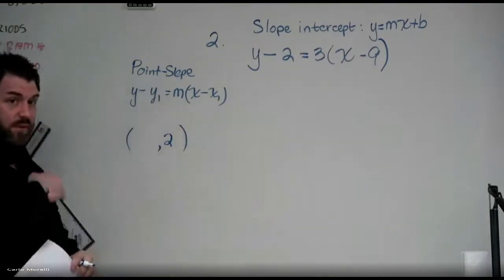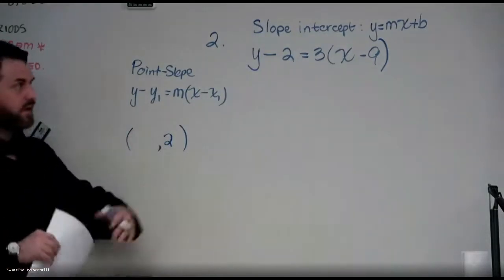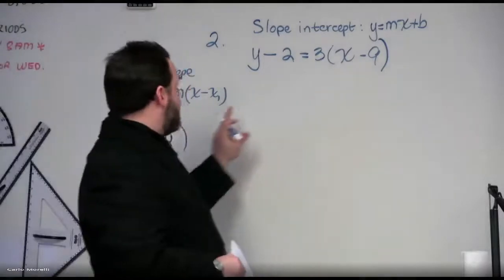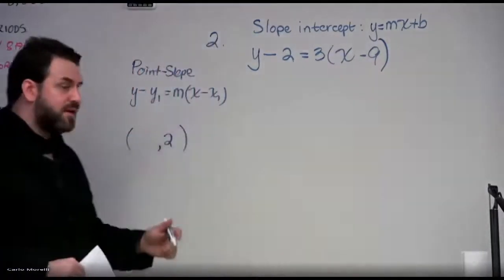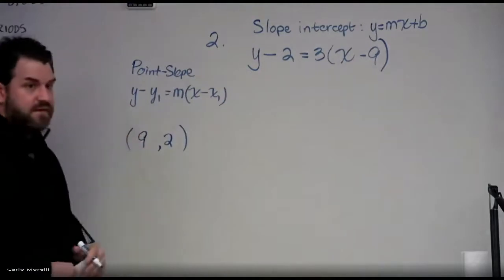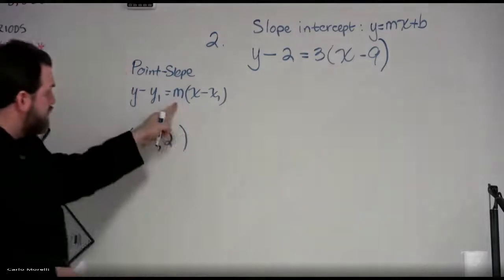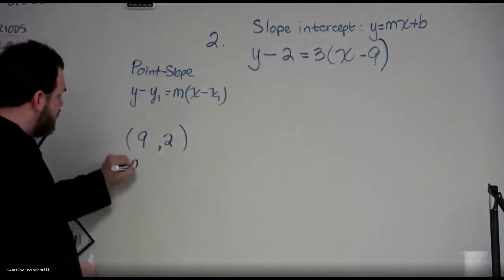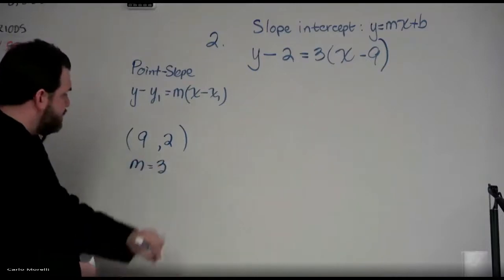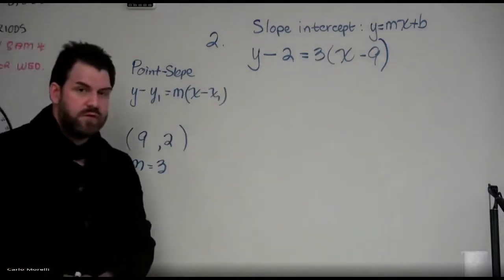You see, because it would be y minus y1. If y1 is 2, then it's y minus 2. Look over here. X minus x1, x minus 9. So the original x value must have been 9. Isn't that cool? And the slope is 3, m, okay? So the m value was 3. Isn't that neat? That's why point-slope form is so cool.